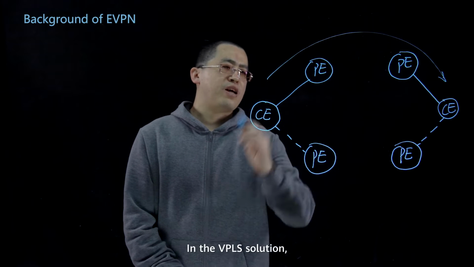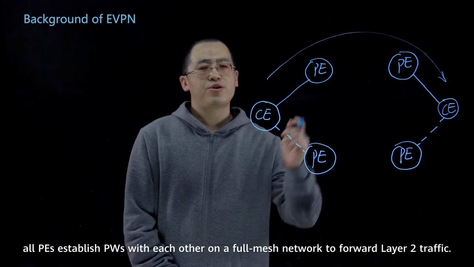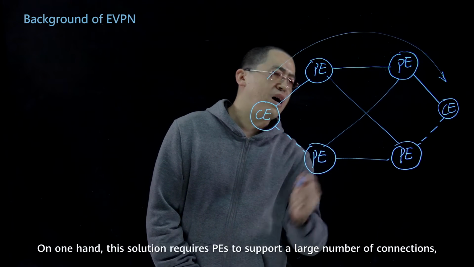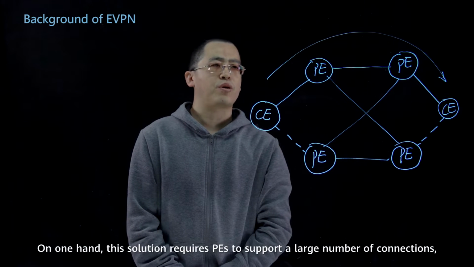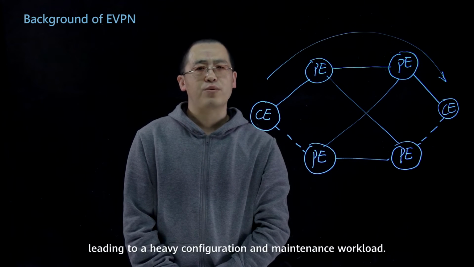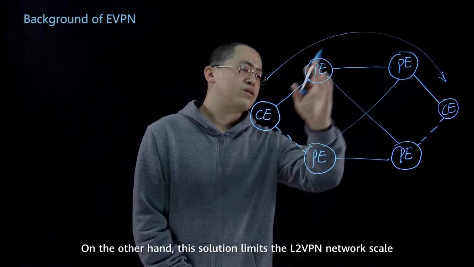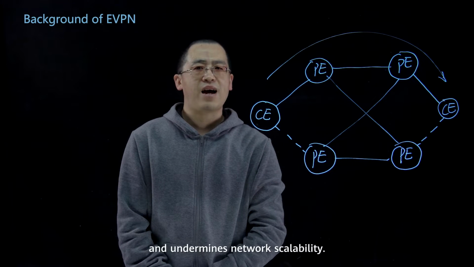In the VPLS solution, all PEs establish PWs with each other on a full mesh network to forward Layer 2 traffic. On one hand, this solution requires PEs to support a large number of connections, leading to a heavy configuration and maintenance workload. On the other hand, this solution limits the L2 VPN network scale and undermines network scalability.